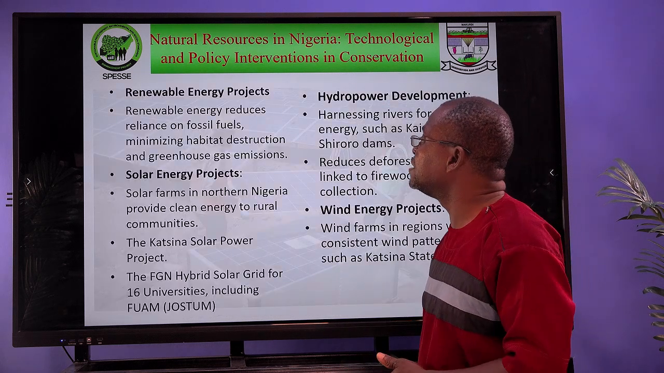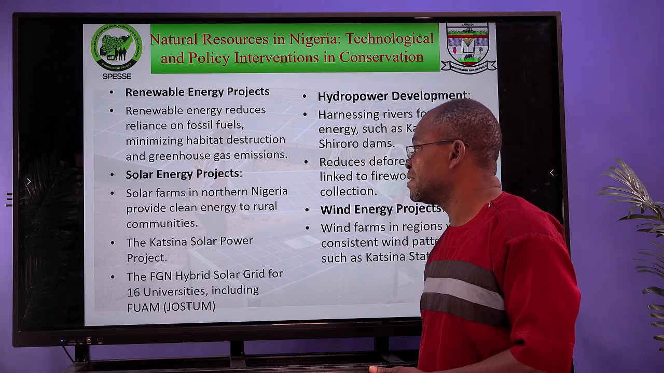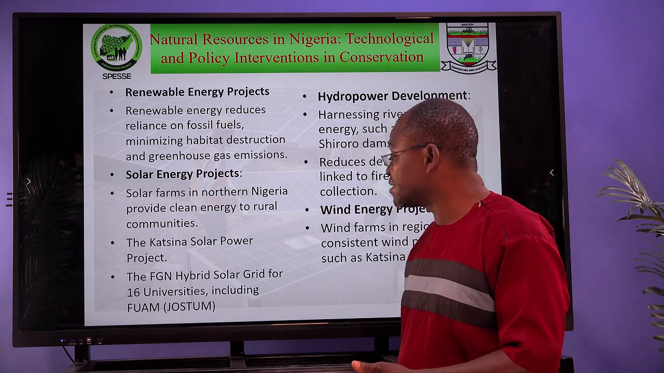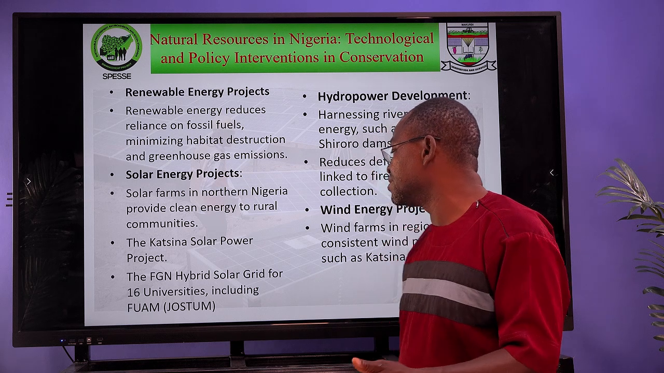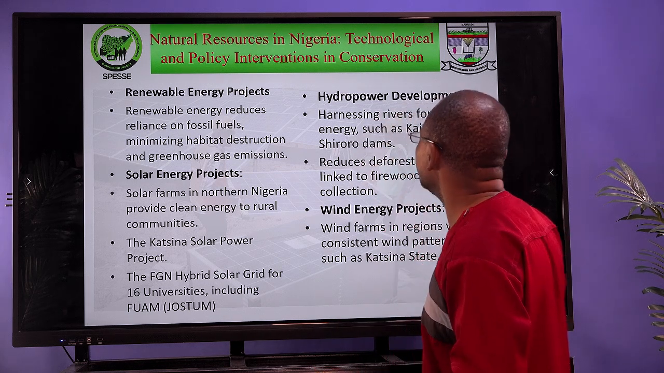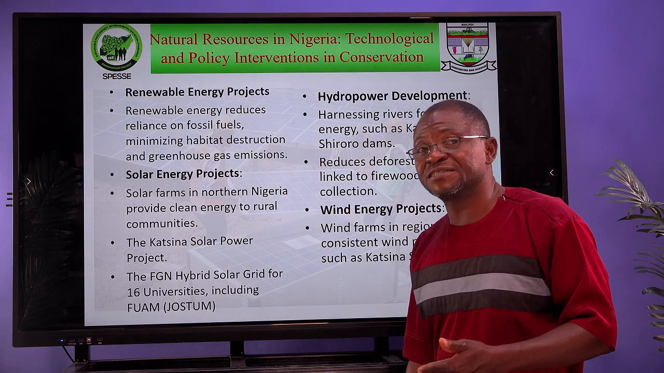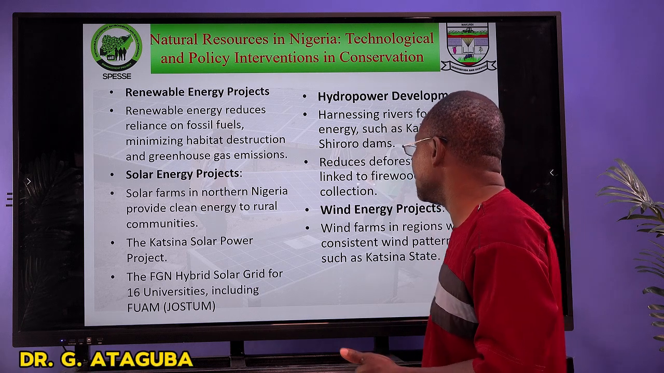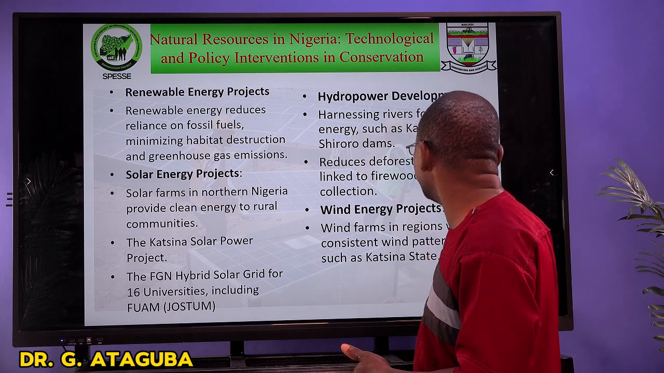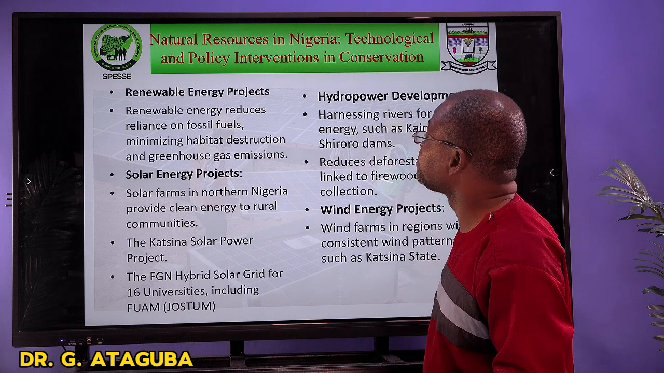We are also involved in the establishment of renewable energy projects, such as solar farms within northern Nigeria. One important project under this category is the federal government hybrid solar grid for 16 universities, which includes the Federal University of Agriculture, Makurdi, FUAM. We also have a lot of investment in hydroelectric power development, as well as wind energy projects found in the northern parts of Nigeria, for instance in Katsina State.